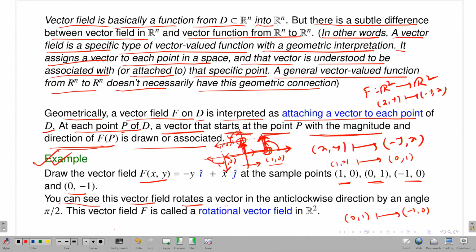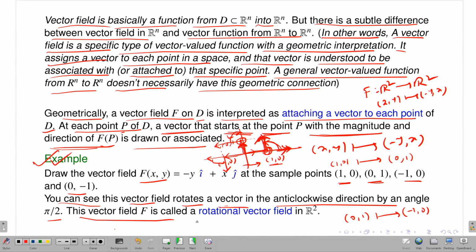So this is my vector in the domain. If I take (1, 0), this is the vector I am talking about. Now what is the vector I am associating at the point (1, 0)? This is the vector. That means I am rotating my (1, 0) vector by an angle pi by 2, and I am getting this one. That is exactly what I have written: rotating a vector in the anticlockwise direction by an angle pi by 2, and this is for (1, 0), (0, 1), (minus 1, 0) and (0, minus 1). You can see that is exactly what is going on.